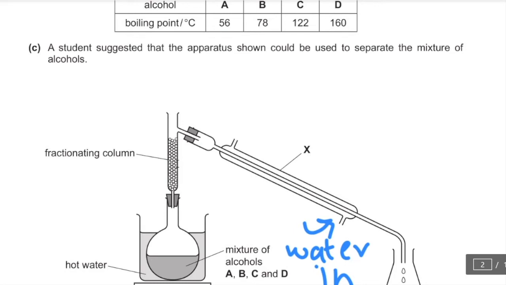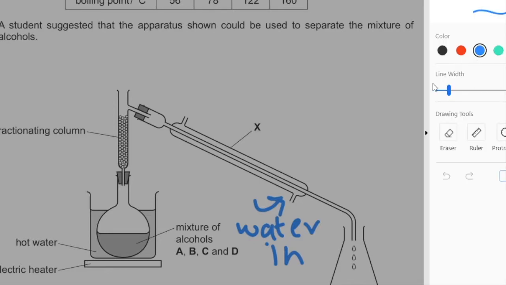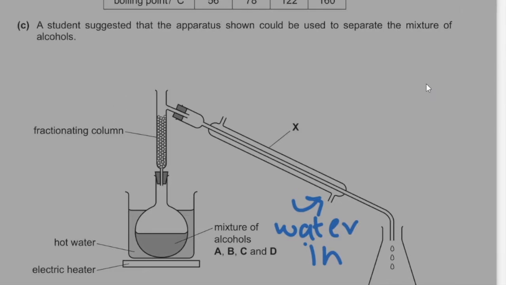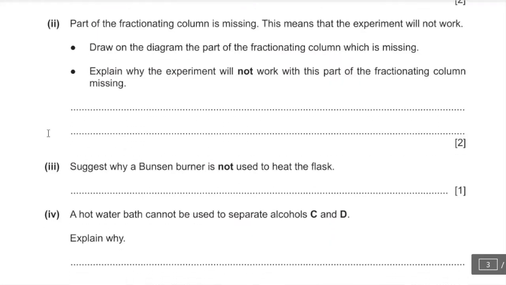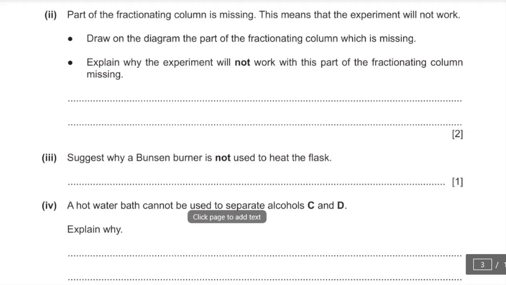However, for it to be converted into its liquid form, it has to pass through this region from the fractionating column and through the condenser. But if this column is left open in the way that it is shown over here, the gas could escape from the apparatus. So that means we need to add a stopper over here to prevent the gas from escaping. Explain why the experiment will not work with this part of the fractionating column missing. Right, so we write the explanation over here.